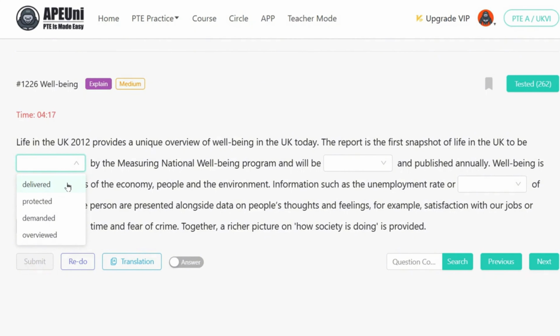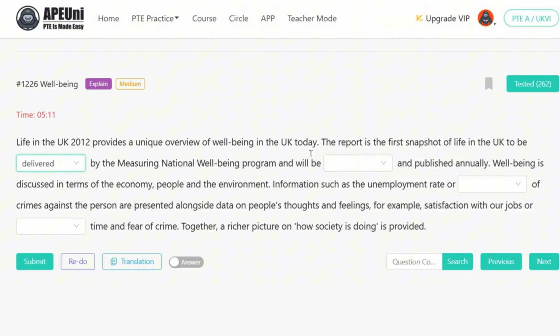Here we already have four options in front of us, and all of them are third form of verb: delivered, protected, demanded, overviewed. Delivered means you are going to present it, right? Protected is kind of protecting, right? You're securing. Demanding, it's very demanding. Or overviewed, like you are going to look at that report. Here, the report can't be overviewed by itself. This report can be presented by the Measuring National Wellbeing Program, so we have to go with delivered.